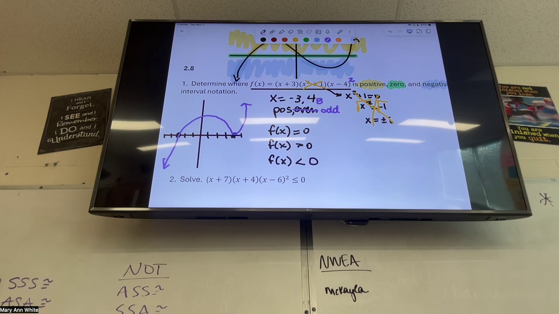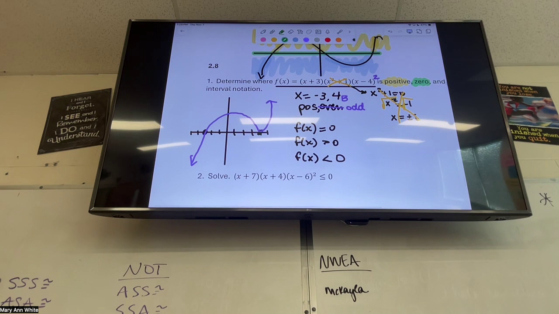All right, now, sorry, this is helpful because now I have a few important things. Okay, where is my graph equal to zero? Where am I on the x-axis? 4 and negative 3. Good. So my answer here is going to be 4, negative 3. And since it's not an interval, it's only those two numbers, let's use our fancy braces there.